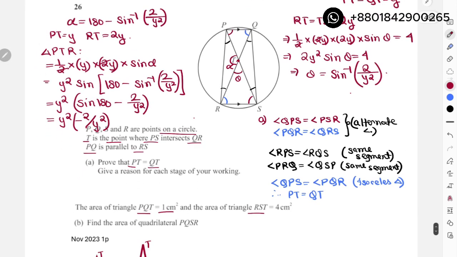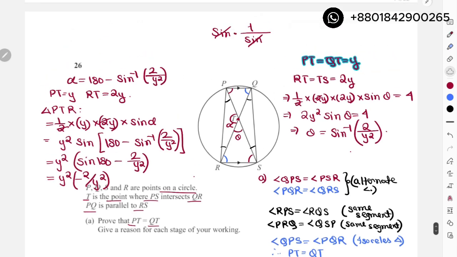One minute, I will rearrange the answer first and then we will continue.